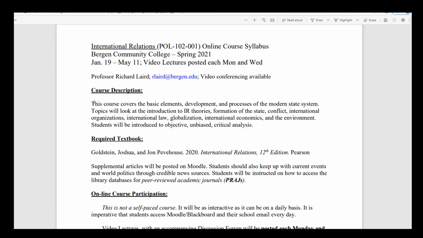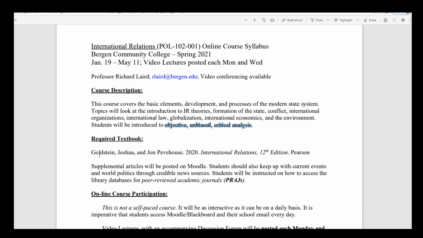You can read the class description for the International Relations course, but we're looking at the basic elements, development, and processes of the modern state system. We'll look at international relations theories, formation of the state, conflict, international organizations, international law, globalization, international economics, and the environment. We'll also be writing a paper, which I'll talk about in a few minutes, that is focused on objective, unbiased, critical analysis.